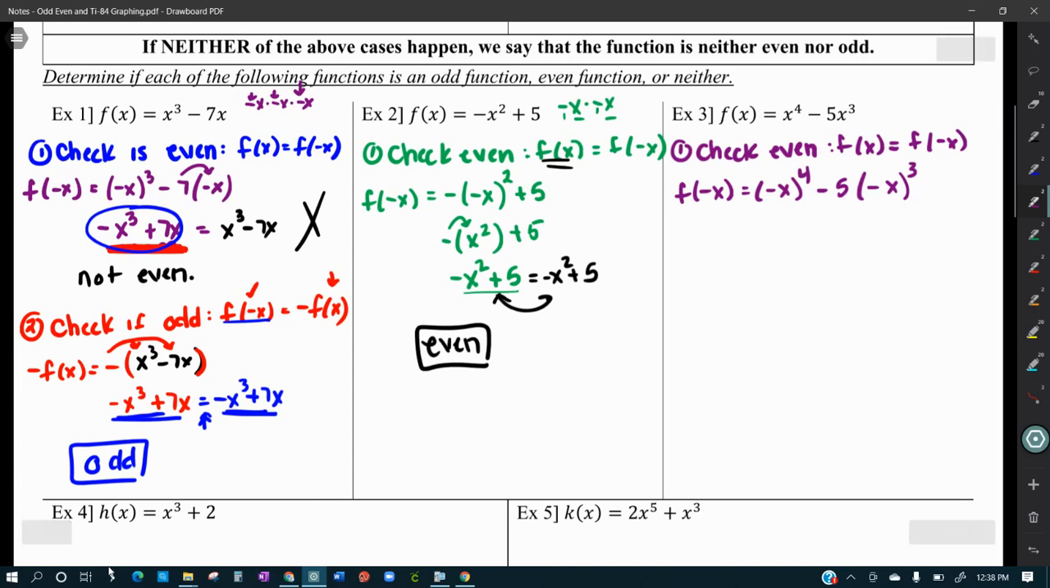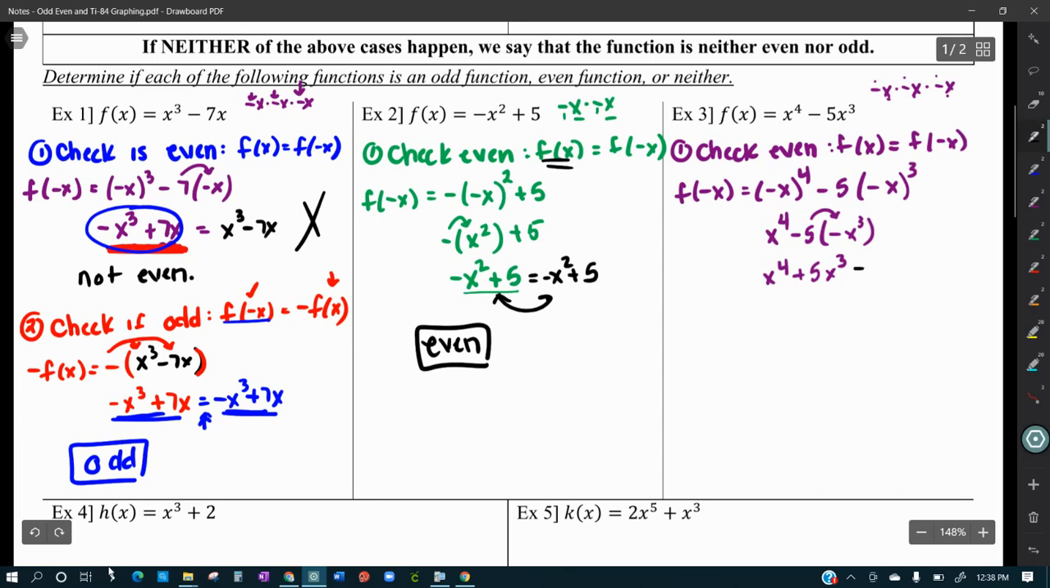And now we simplify. Negative x to the fourth becomes a positive x to the fourth, because a negative to the fourth power leaves me with positive x to the fourth. Now we have minus 5 times negative x to the third. Well, again, negative x times negative x times negative x. Negative times a negative times a negative makes a negative. x times x makes x to the third. Then we can distribute. So we get x to the fourth plus 5x to the third.